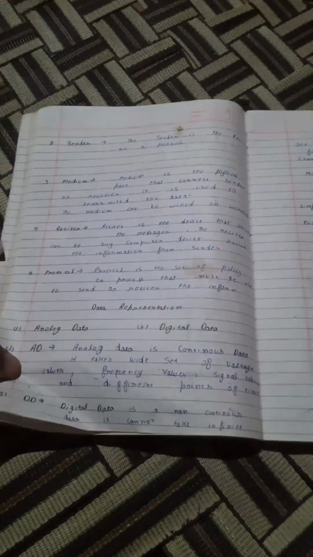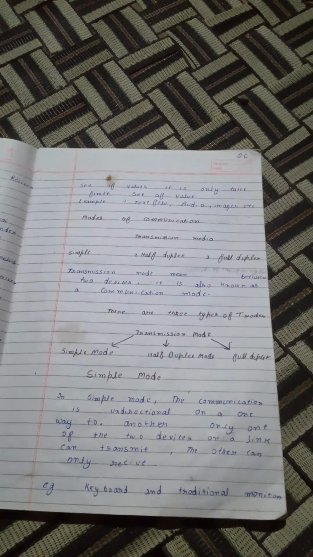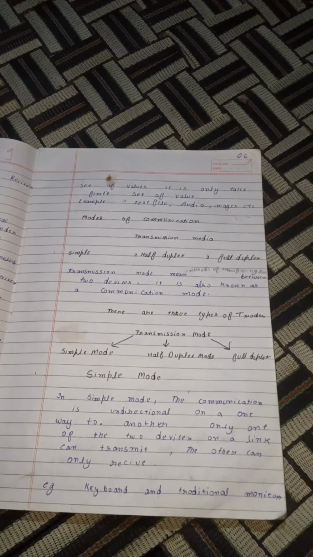Next, data representation. Analog data and digital data. Analog data is continuous data. It takes a wide set of voltage values, frequency values, and signals at different points of time. Digital data is non-continuous data. It cannot take an infinite set of values. It only takes a finite set of values. Examples: text file, audio, image.